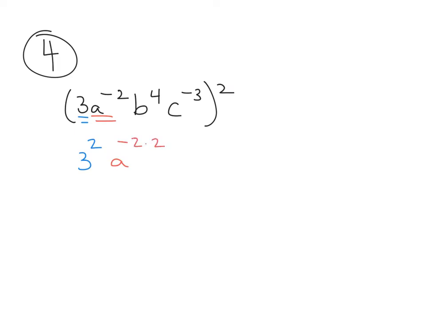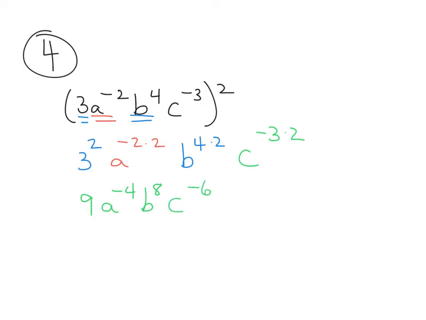All right. So then we have b to the fourth. So b to the fourth to the power of 2, because remember, power to a power, we multiply the exponents. And then last, we have the c to the negative 3 to the second. All right. So what do we have here? So 3 squared, I can do that. That's 9. A to the negative second to the second would be a to the negative fourth. B to the 4 times 2 is b to the 8th. And then c to the negative 3 times 2 is c to the negative 6.